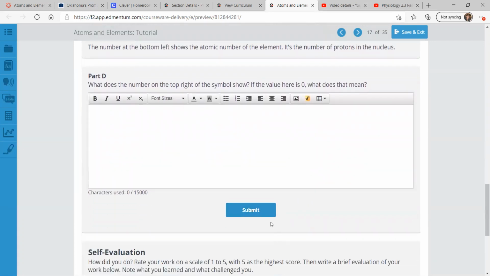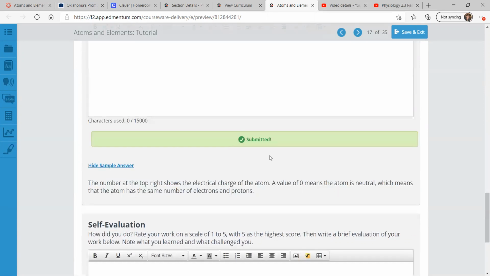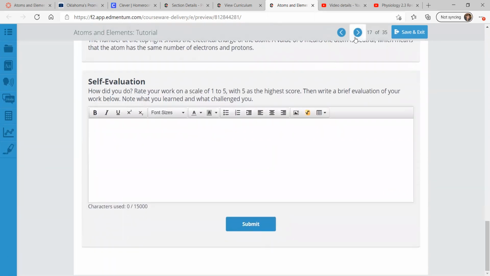What does the number on the top right show? That shows you the charge, and if it's 0, that means the charge is neutral. That means the same number of electrons equals the same number of protons. All right, cool.